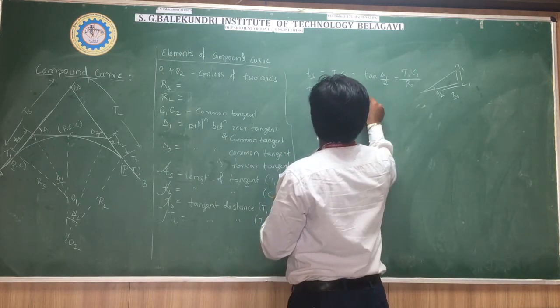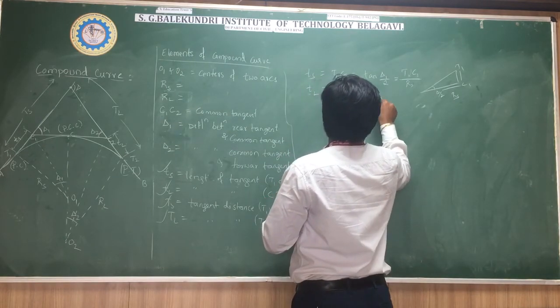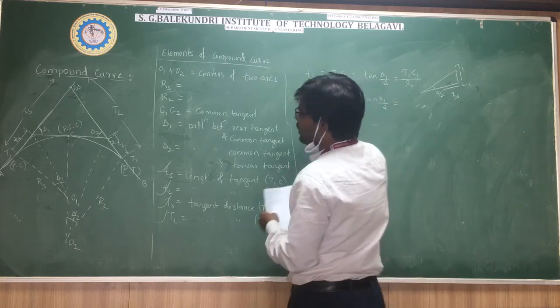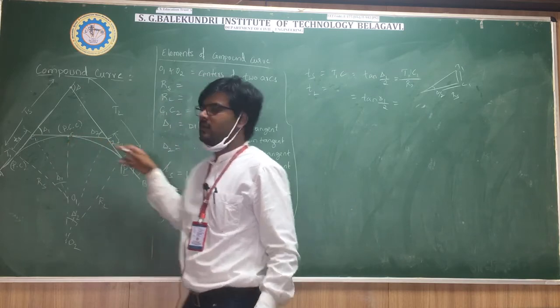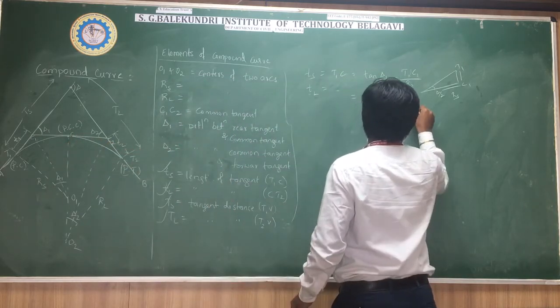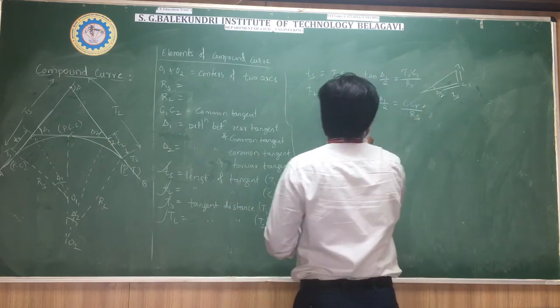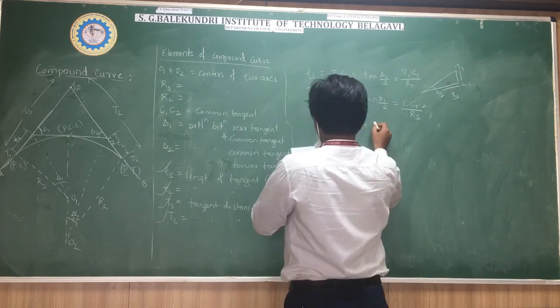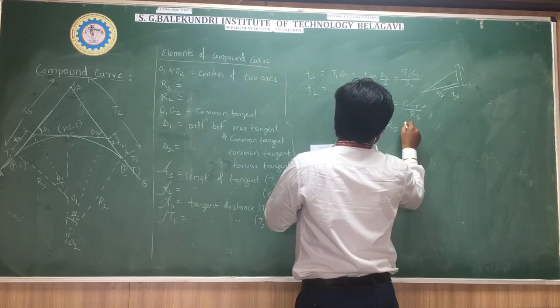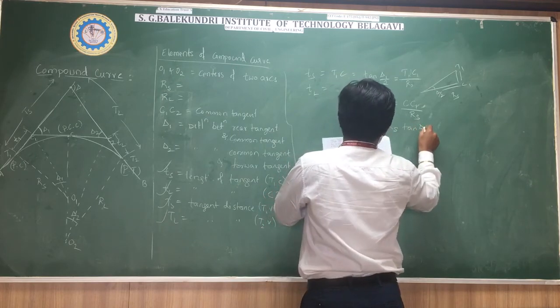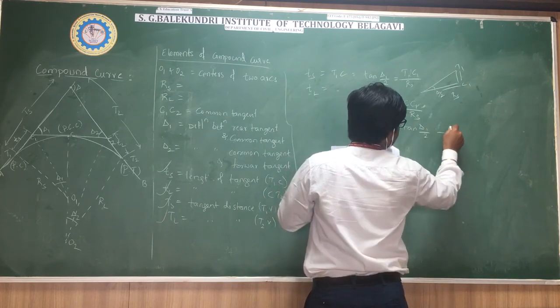So, with this expression, how can I write it? Tan delta 1 by 2 is equal to T1 C1, which is nothing but C C1. So, I will write C C1 divided by RS. So, I can write in terms of CC1 is equal to RS tan delta 1 by 2. This is the expression.